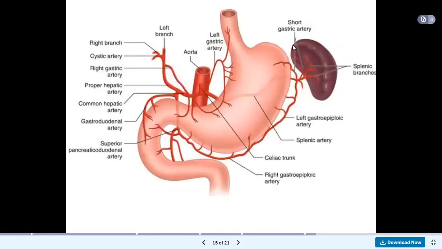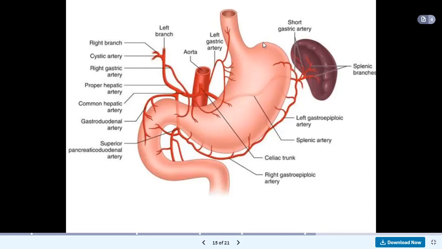So let's go identify the short gastric arteries. Here you have your spleen. And on this spleen, you see these short arteries, we call them the short gastric arteries. They are coming from the splenic artery. The main artery that supplies the spleen is called the splenic artery, and it is coming from the celiac trunk also. So this is the splenic artery coming down here to supply the spleen. But before it enters the spleen, it gives off some branches which are going to the fundus of the stomach. These branches are called the short gastric arteries.